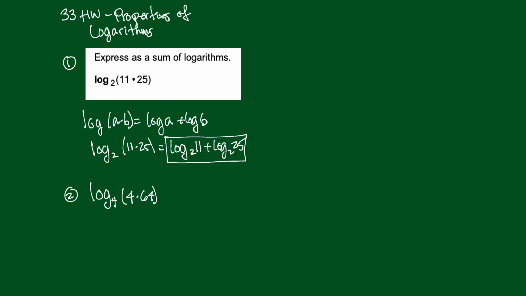And in number 2, we're going to use the same property. Here's the property we're going to use: the log of a product is the sum of the logs. A lot of words. The log of a product is the sum of the logs. So we'll have the log base 4 of 4 times 64 is the log base 4 of the first factor, 4, plus the log base 4 of the second factor, 64. That's what we're looking for.